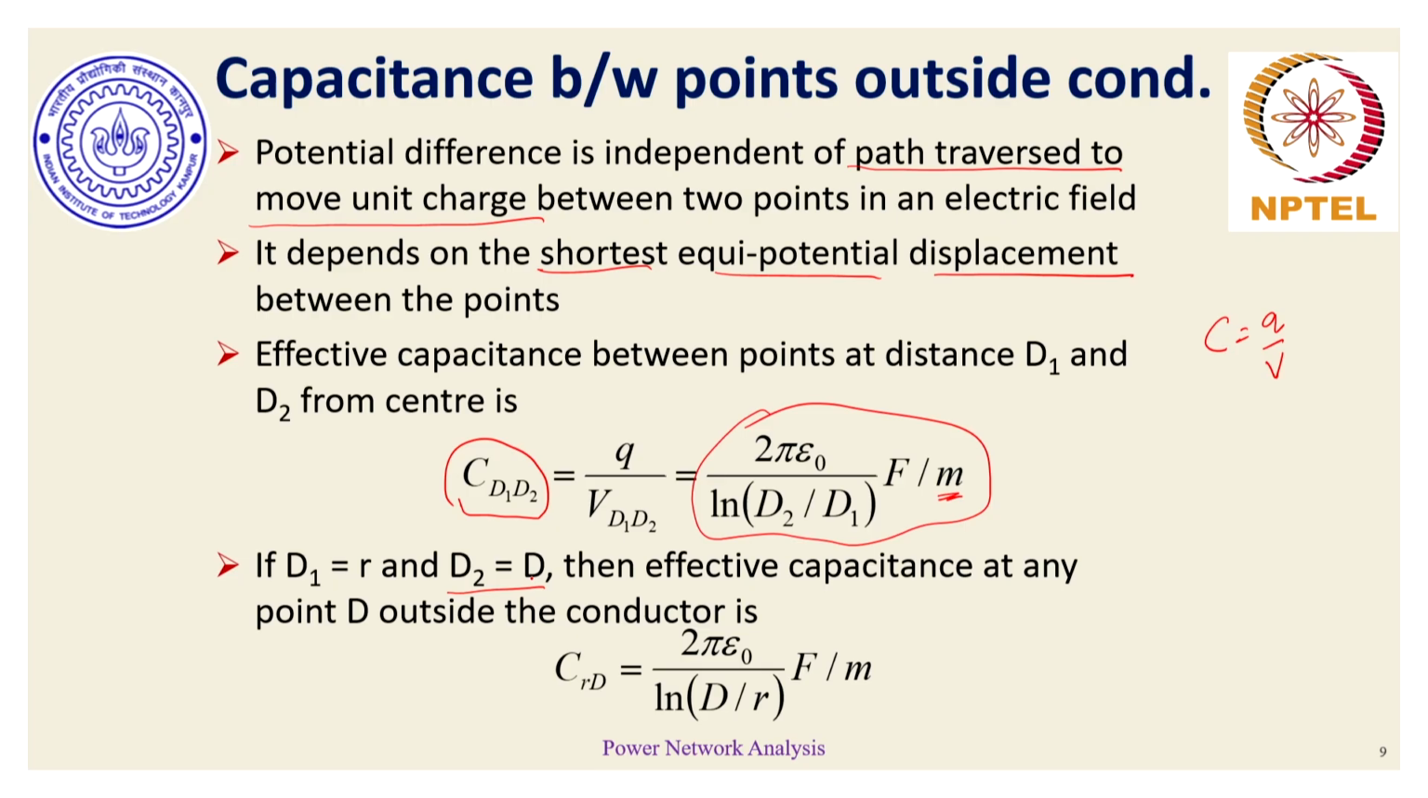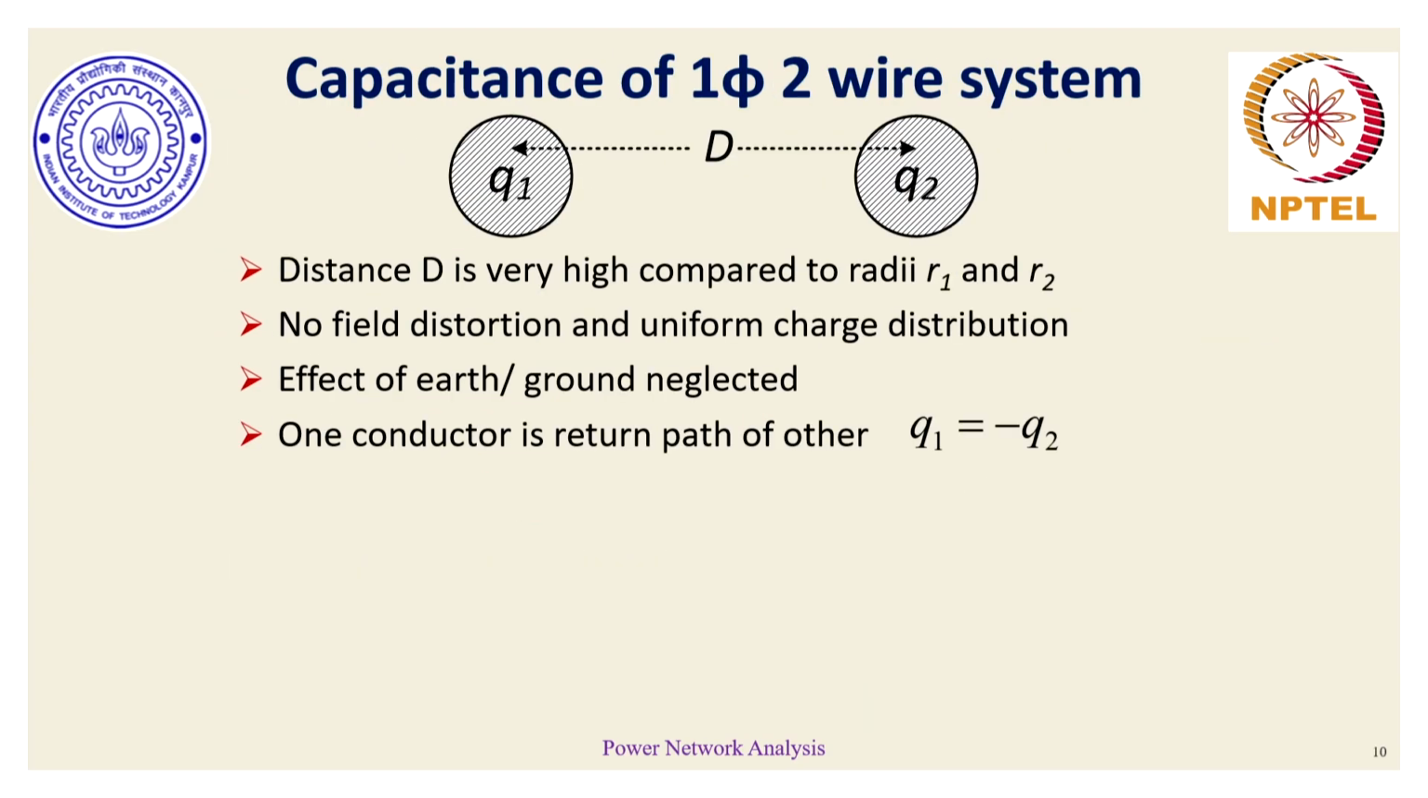So in that case, the effective capacitance at a distance d from the center of the conductor would be this particular expression, where D1 is equal to r and D2 is equal to d. And recollect, for inductance evaluation we had seen the effect of skin effect. For capacitance evaluation, there is no change in the effective radius of the conductor, and hence capacitance doesn't result in skin effect. It's only the inductance effect which leads to skin effect and an increase in AC resistance.